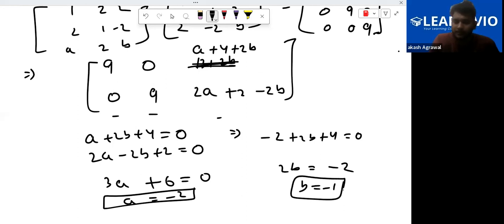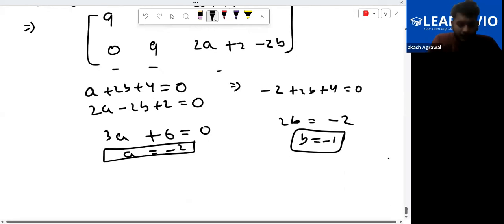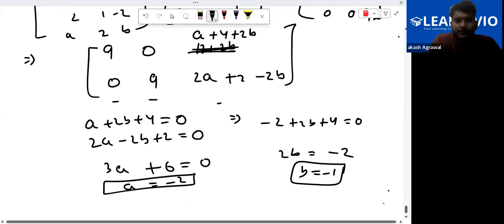Okay. All clear? Yes, sir. All right. When will we start determinants? This is the last few questions. Matrix is almost over. Few questions are left. Otherwise, this chapter is complete. After that, we have determinants. Yes, sir.